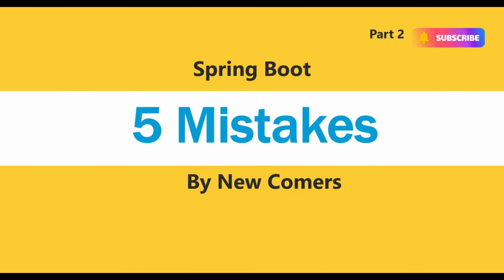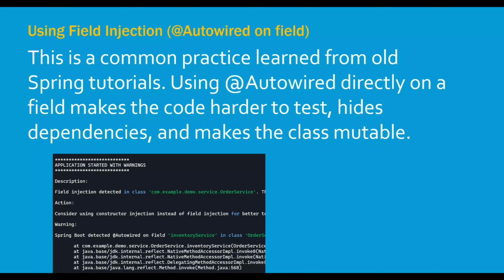So as we discussed, this is going to be the part 2 video where I am going to discuss the mistakes every new Spring Boot developer makes. Now, if you take the first example, it is using field injection. Whenever you are dealing with @Autowired specifically on the fields, this is one of the most common ways of autowiring the fields.